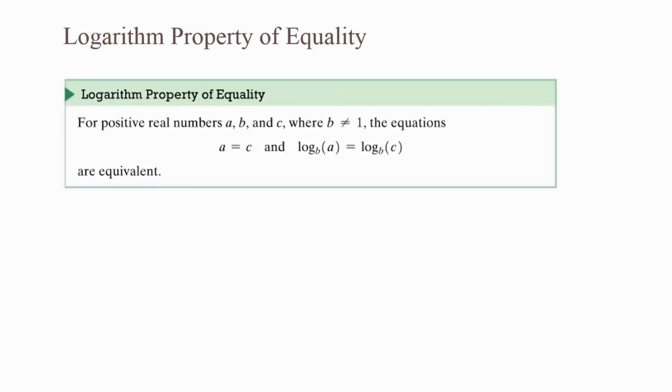Logarithmic property of equality. For positive real numbers a, b, and c, where b does not equal 1, the equations a equals c and log base b of a equals log base b of c are equivalent.